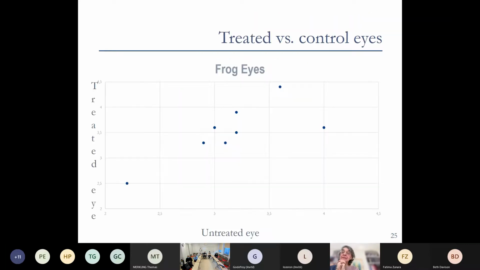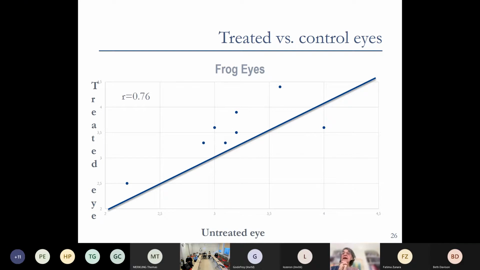Next slide. But had I plotted my data, the untreated eye versus the treated eye, I would have seen a pretty strong positive relationship between the 2 eyes. Next slide. And if I fit a line, there's my least squares line, my correlation was 0.76. So those were pretty highly correlated. Next slide.